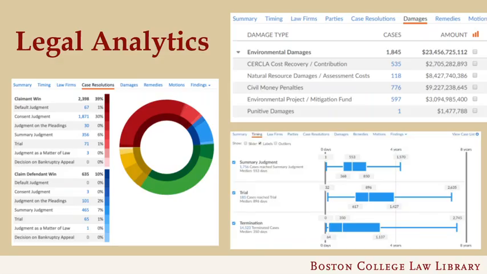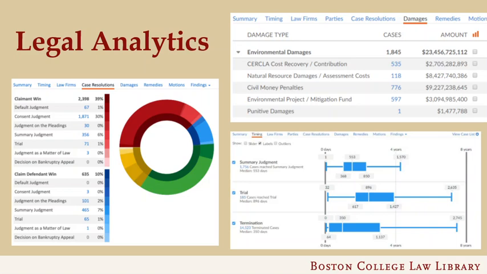Legal analytics is the practice of using data analysis techniques to gain insights into legal trends and outcomes. It involves analyzing large amounts of data, such as court dockets, legal filings, and case outcomes, to identify patterns, predict results, and improve decision-making. Legal analytics tools have been developed by startup companies and also by traditional legal research providers like Lexis, Westlaw, and Bloomberg Law.